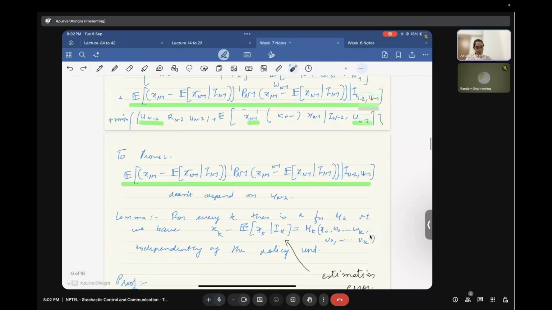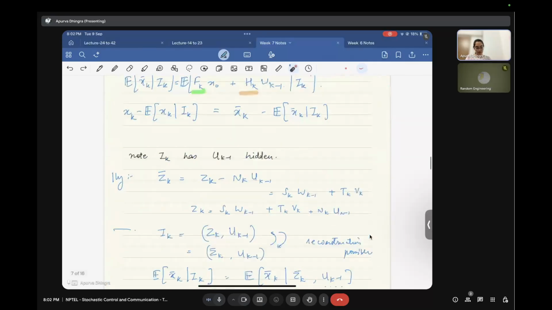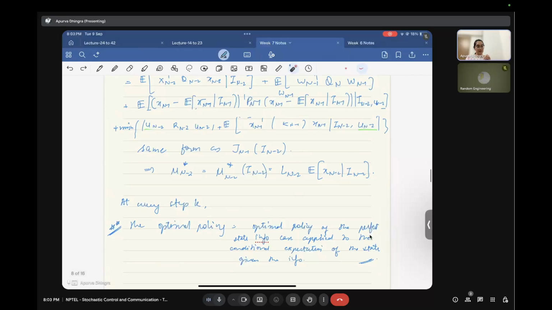And because of this particular point, we were able to show that the optimal U star will have the same structure in all the time steps k, meaning the optimal policy is the same as the optimal policy of the game with perfect information, as long as we take the conditional expectation of the state given the information. So if that's the quantity we take, it's the same thing.